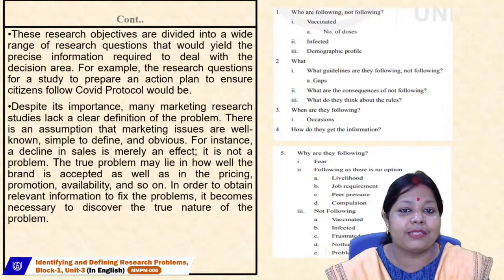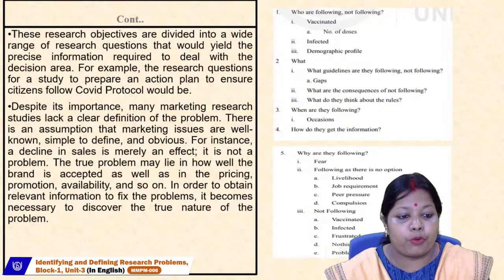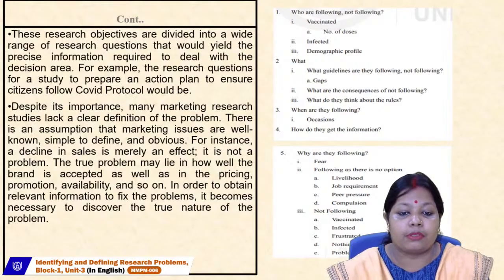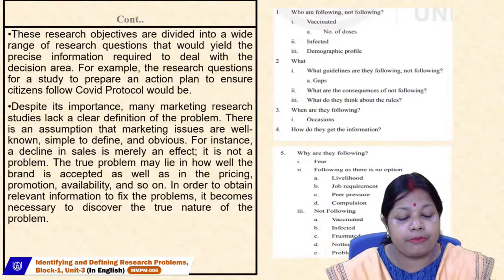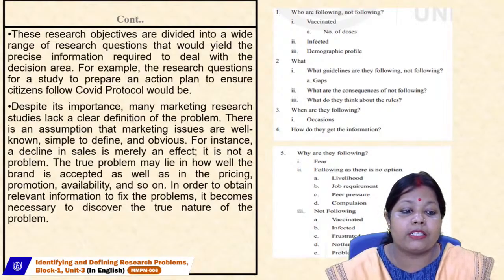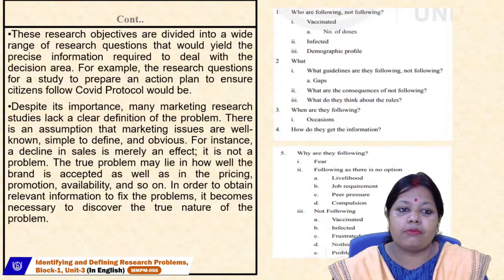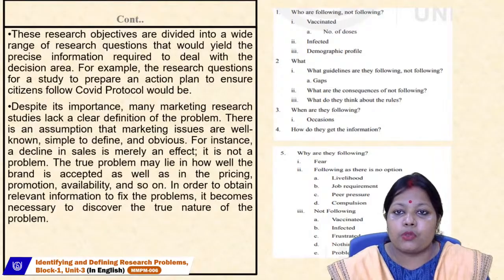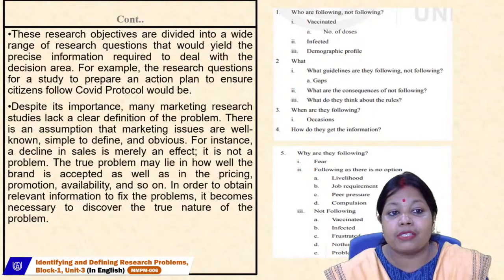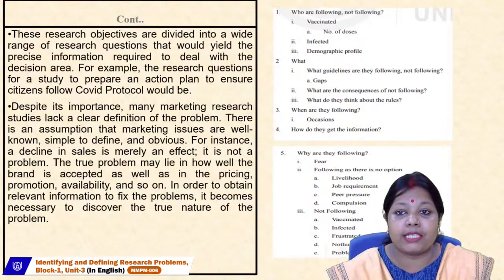This is the understanding which is prevailing now. The true problem may lie in how well the brand is accepted, as well as in the pricing, promotion, availability, and so on. So, in order to obtain relevant information to fix the problems, it becomes necessary to discover the true nature of the problem. This is the condition we explained here. Why identify the research problem? So here are the research questions for a study to prepare an action plan to ensure citizens follow COVID protocol.